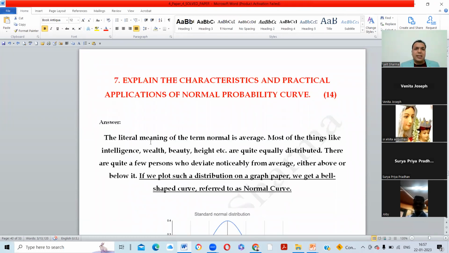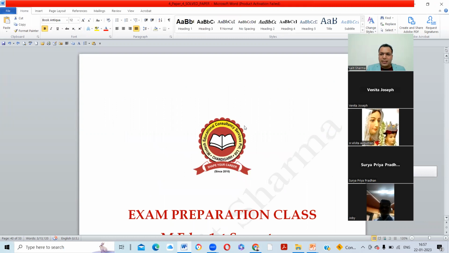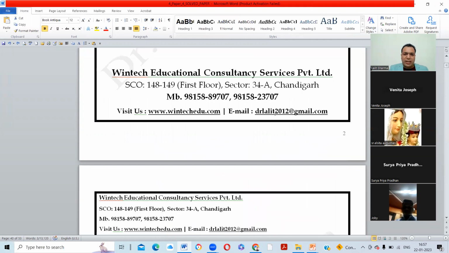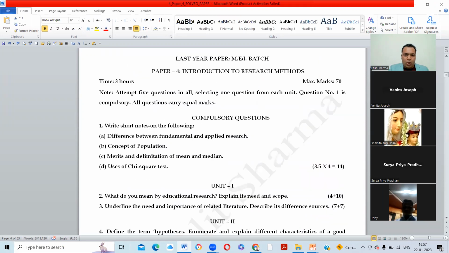Then the next question has come, the 7th. It has come from the statistics part: explain the characteristics and practical applications of a normal probability curve. You can see it in last year's paper. Look, with the paper side by side, you will come to know how much we have covered, right? So this is our paper. All the compulsory questions of last year we have covered.